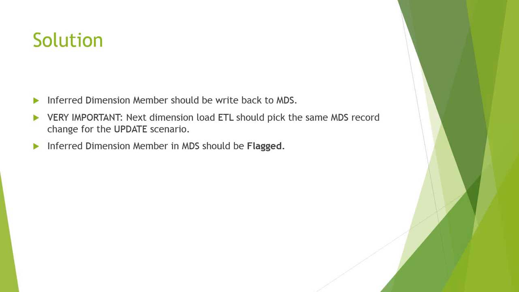The reason that we flag that is that it would be good for the end user to just filter, for example, show me those inferred members. I want to see inferred members and I want to add some data to them. For example, I want to say that this code belongs to my customer with this name in this city, and that sort of thing. So we should keep stored somewhere that this record in MDS is inferred.